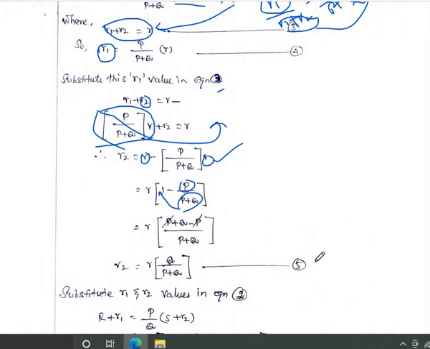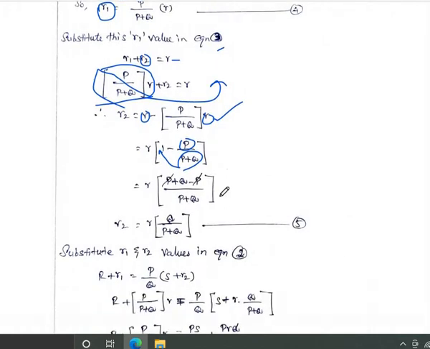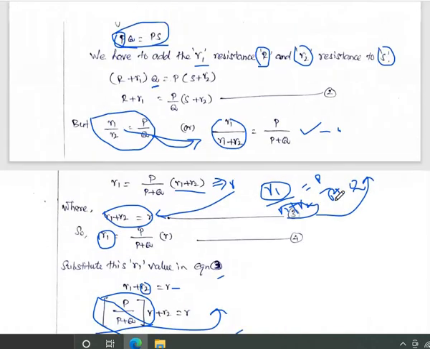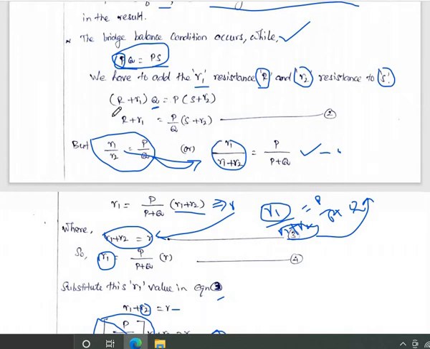So it is equation number 5. Here we have to find out the value of small r1 and r2. So we can substitute the value of small r1 and r2 into equation number 2. Equation number 2 is capital R plus r1 equal to P by Q into S plus r2.